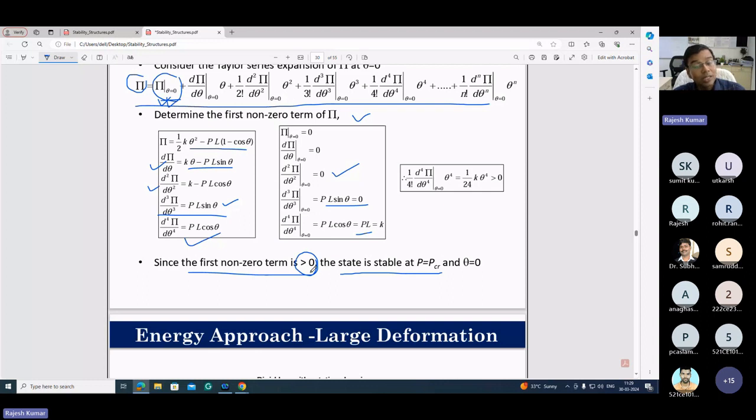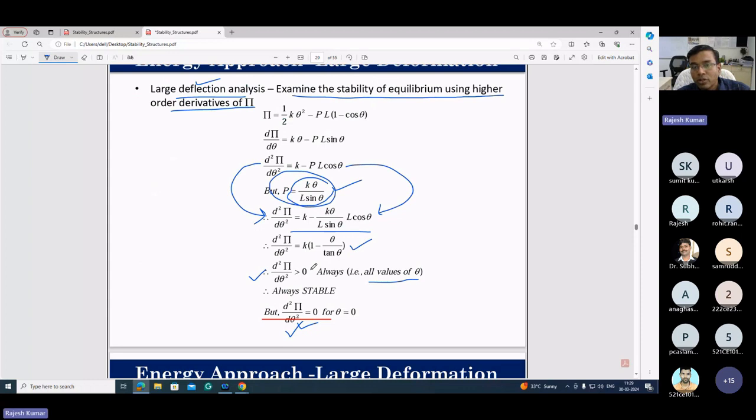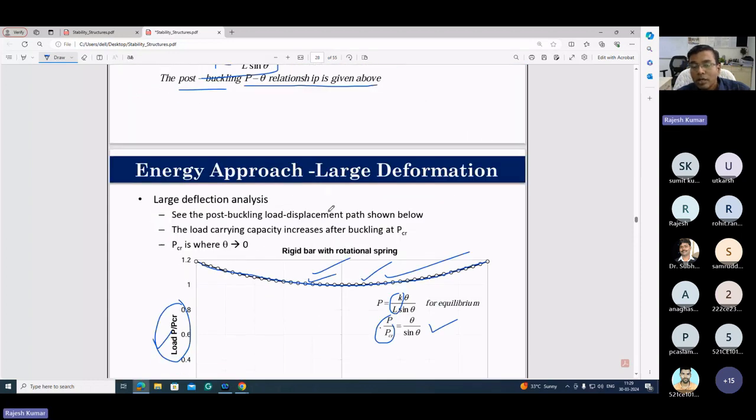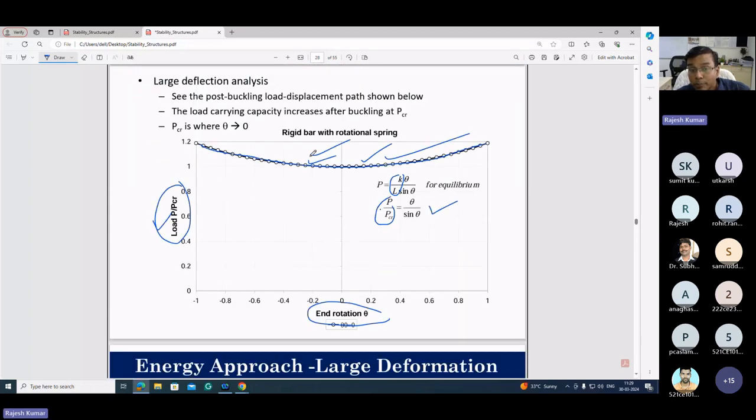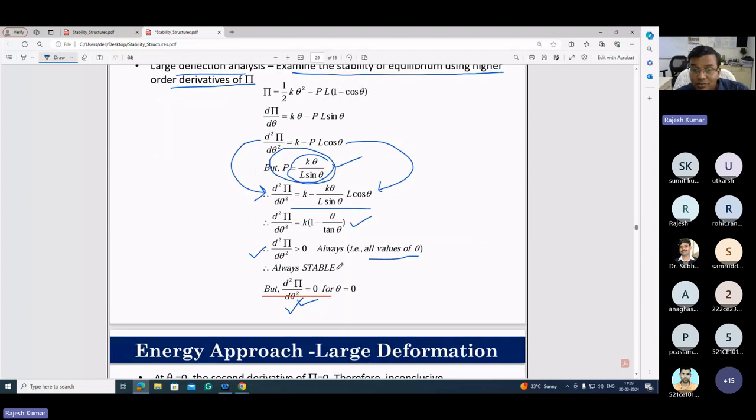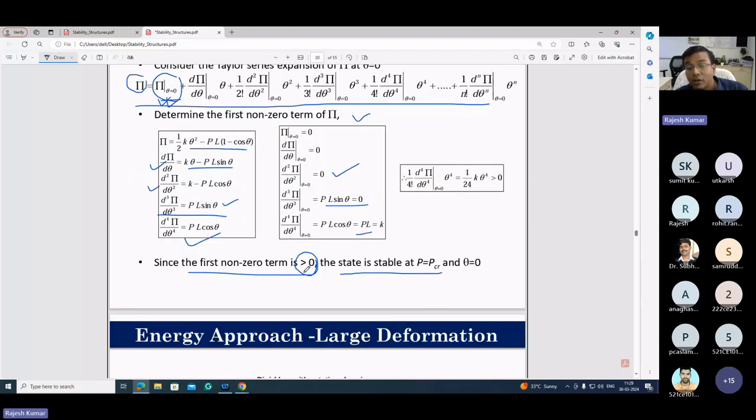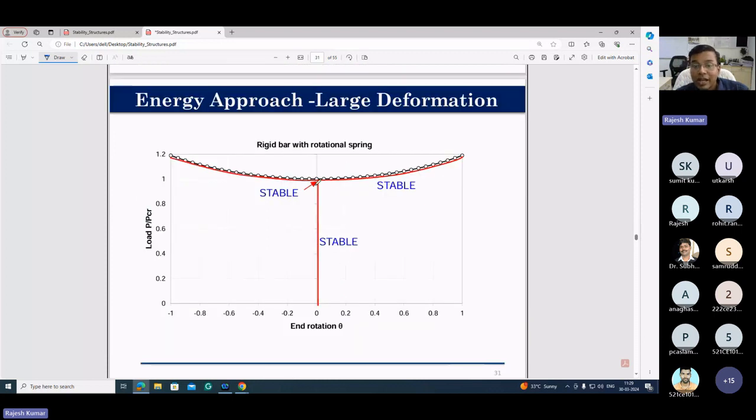If the first non-zero term is less than 0, then you can say that this is unstable at the critical load. Before the critical load it is stable. After the critical load is the post-buckling path, and from this it is also stable. And exactly at the critical load it is also stable. It means that this point is stable, this path is stable, and this primary path is also stable.